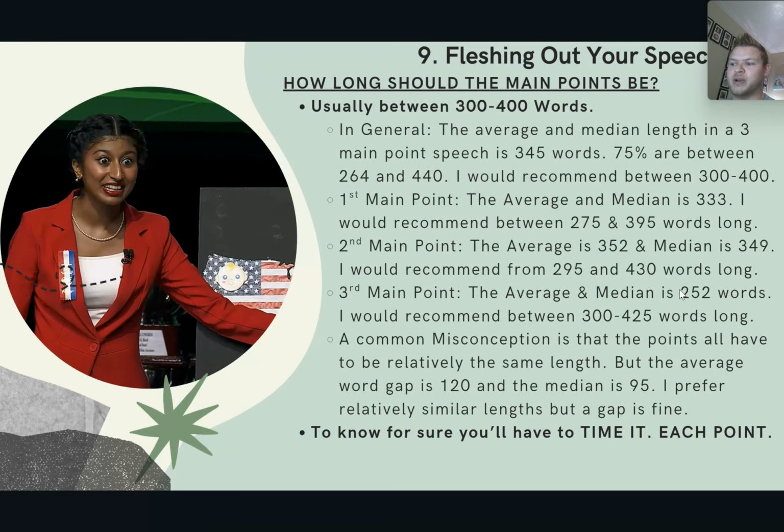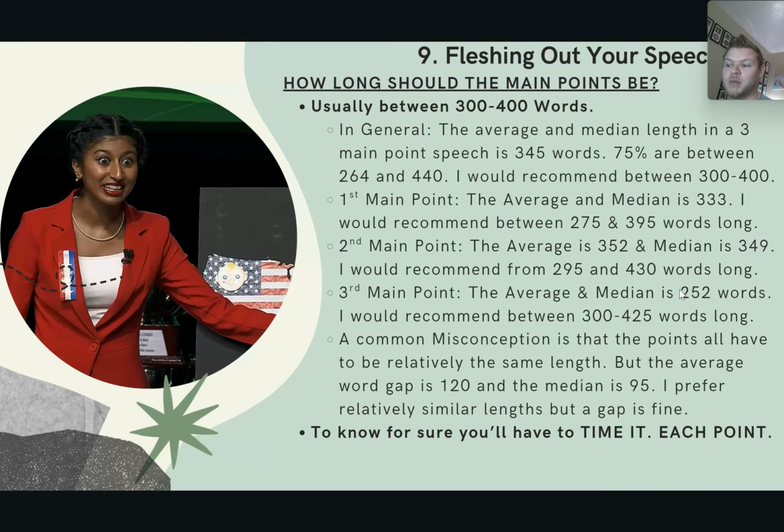70% of first main points in finals are between 260 to 406 words, and I would recommend somewhere between 275 to 395 words for a first main point. The second main point, the average is 352 and the median is 349. About 70% of the second main points in finals are between 280 to 447 words. I would recommend between 295 and 430.